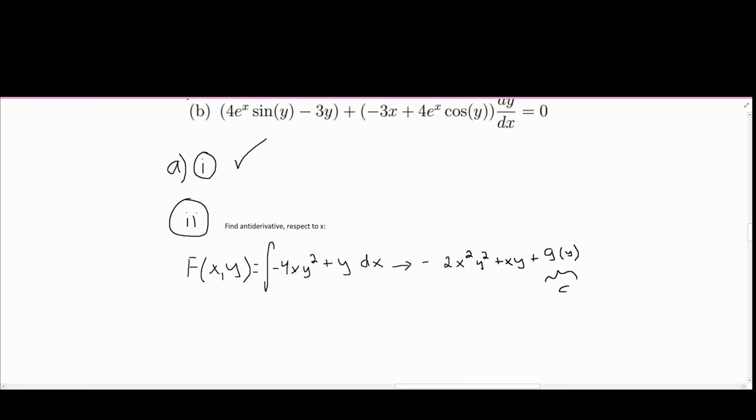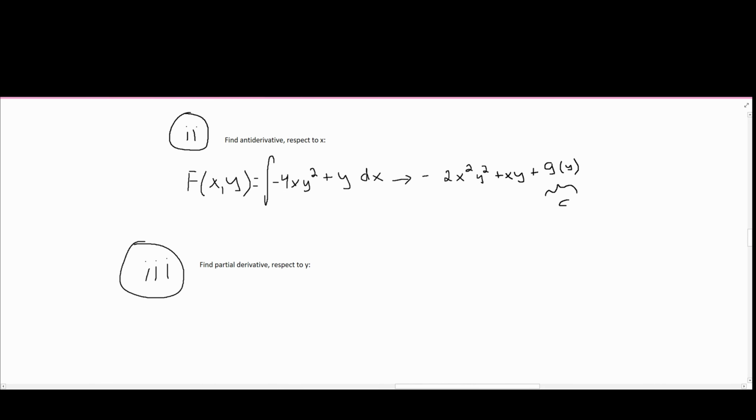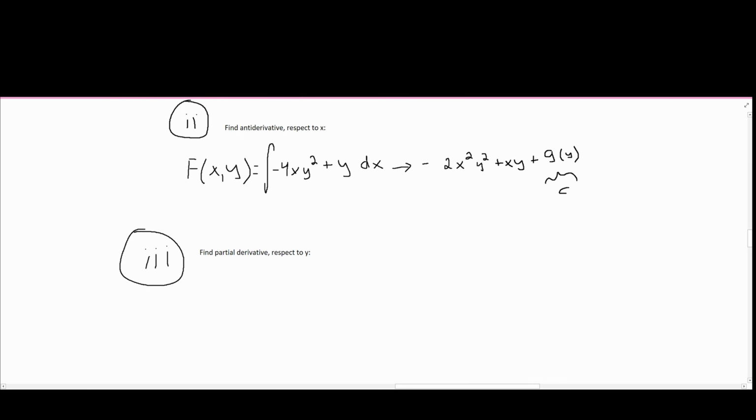Now, normally after you integrate, you'd have a c. However, the g of y is going to replace the c in this case. And if you were to take the antiderivative with respect to y, this y right here would be an x. Step 3 is to find the partial derivative, and now we're going to do this with respect to y.